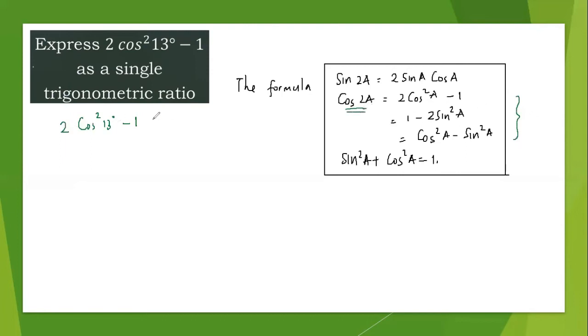So this one is cosine 2A. Is it? Okay, look at the formula. 2A, and then here will be A, right? So cosine 2 times 13 is 2 cosine squared 13 minus 1, right? So it equals cosine 26 degrees. Done.